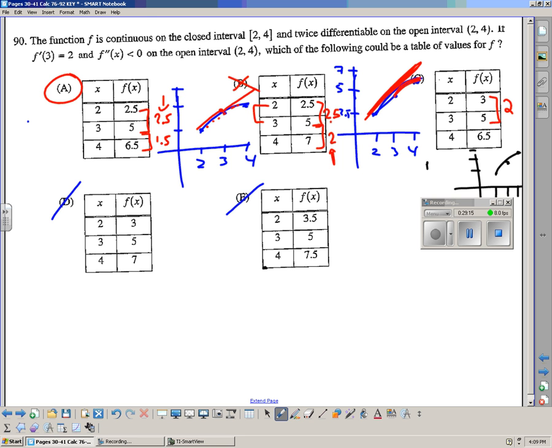Well, the tangent line slope is 2. The tangent line slope has to be less steep than the secant line slope from 2 to 3 because the slopes as I go along are decreasing. So C is out, so A is the answer. I'm sorry about misreading that question.